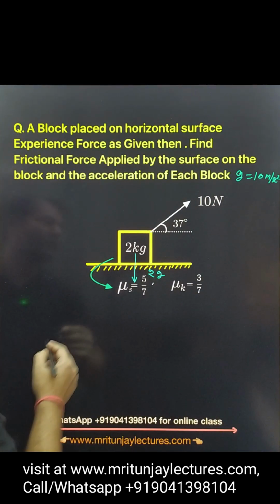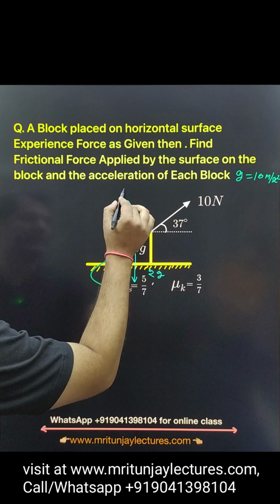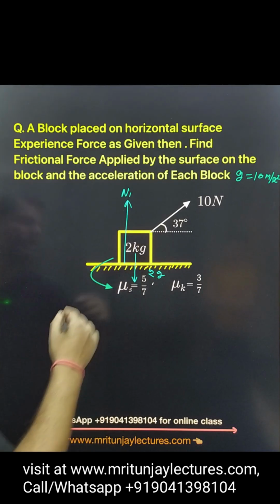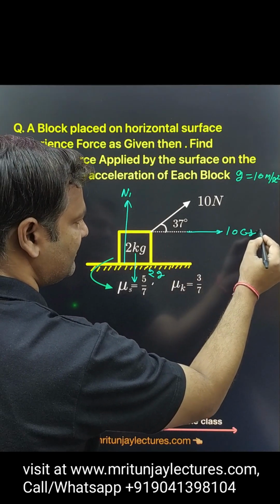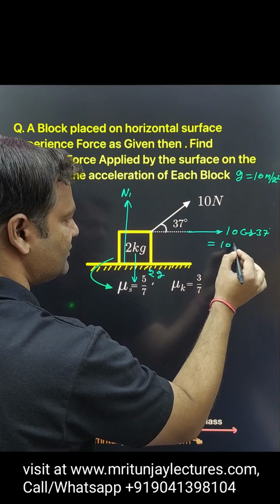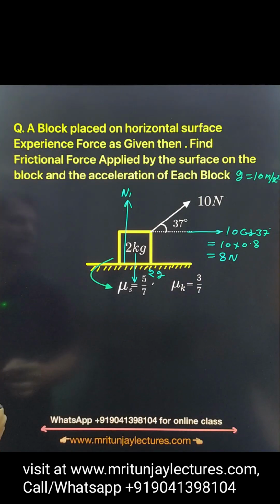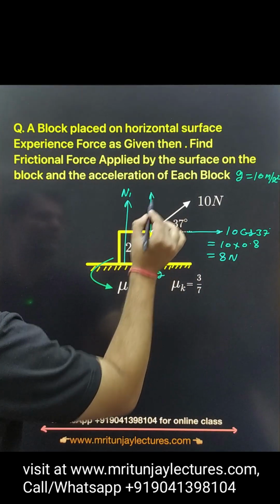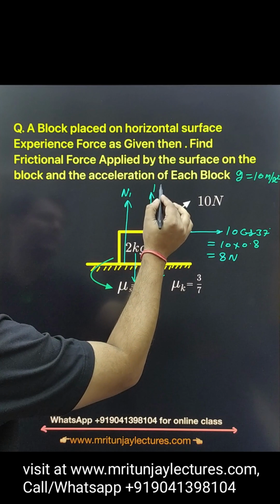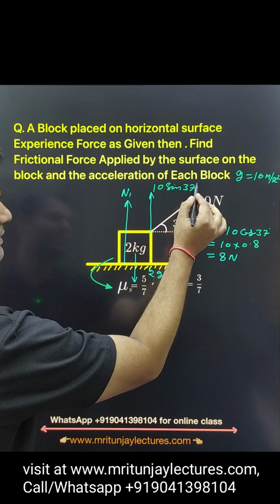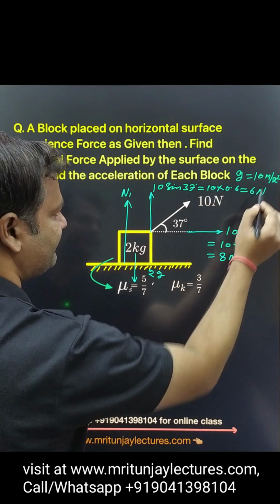Okay. Now, the normal force applied by the surface on the block, that is N1. And the component of 10 Newton in the x direction, that is 10 cos 37. Cos 37 is 0.8, so that is how much? 8 Newton. Okay. Now the component of 10 Newton in the y direction, that is how much? 10 sin 37, that is 10 into 0.6, that is 6 Newton. I hope it is clear.